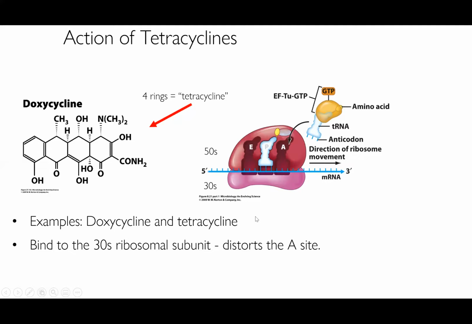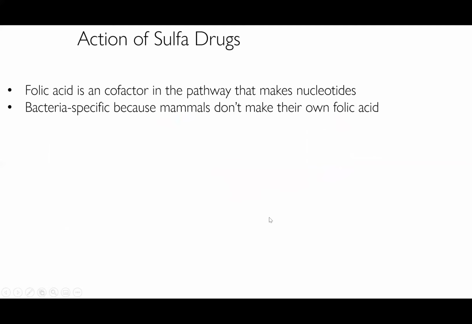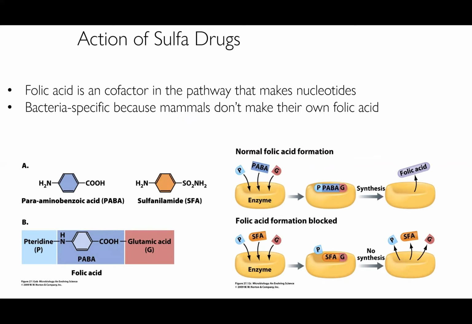Next up is sulfa drugs. Many of you may have heard of sulfa drugs before. These are actually the very first type of antibiotic ever used, prior to penicillin. And so these antibiotics work by inhibiting the production of folic acid, which is an essential cofactor in the pathway that makes nucleotides. And so the idea being, in diagram B, you can see here, a complete folic acid molecule is being made.